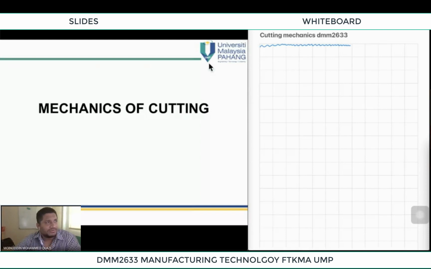Today we are going to study the mechanics of cutting. In the previous class, we studied the cutting tools and cutting workpiece. What are the cutting fluids which are used? What are the properties of different cutting fluids which are used? How is the cutting process initiated? And then we went into the parts of tools and parts of cutting nomenclatures or symbols.